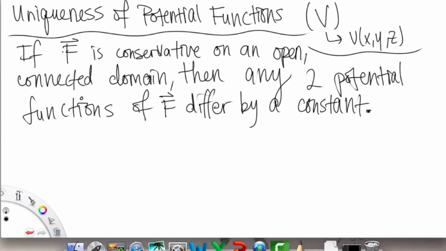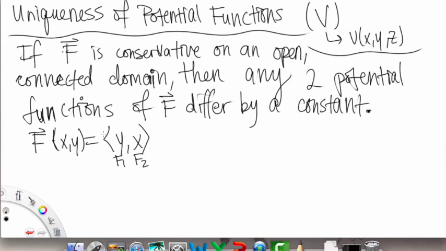So what this translates to is that when you're on an open connected domain, that just means pretty much everywhere, with no holes or places where your vector field f is not defined, then any 2 potential functions, the v's of f, differ by a constant. So let's say you have a vector field of x and y equals, let's say, y comma x. So this is your f sub 1, and this is your f sub 2.